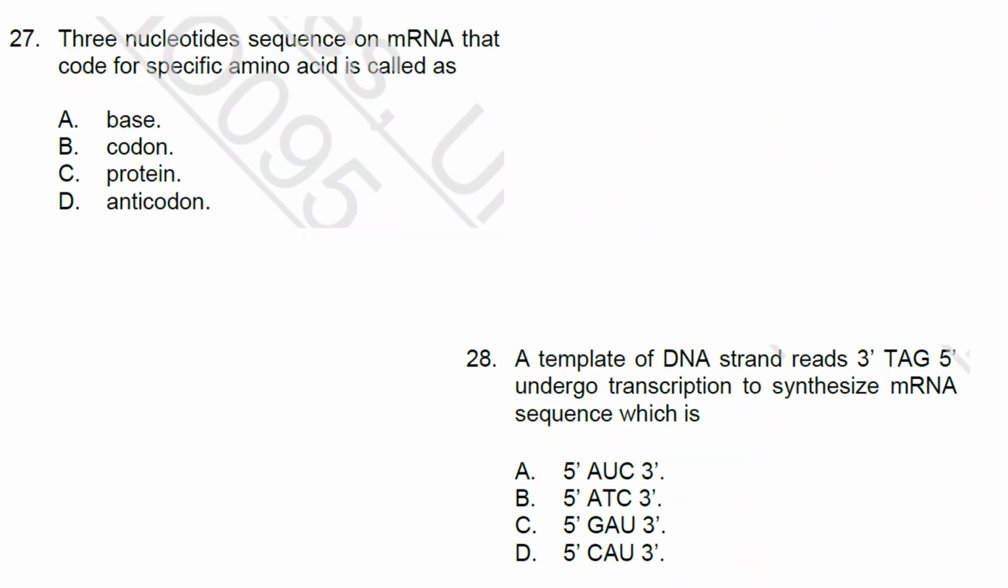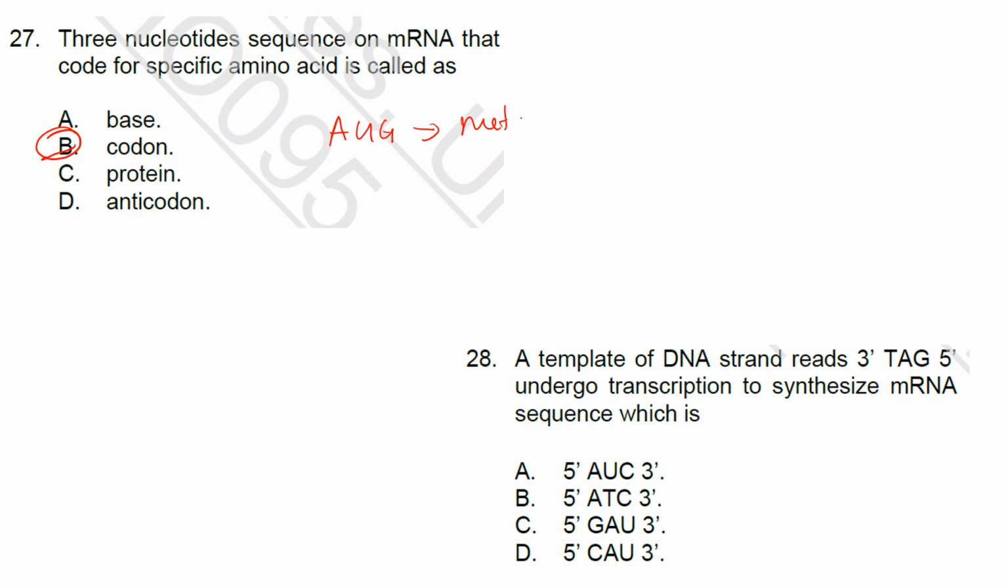So question number 27. A 3 nucleotide sequence on mRNA that codes for a specific amino acid is called, obviously, a codon. Okay, the codon on mRNA that reads AUG will bring a specific amino acid, which is methionine, for example.